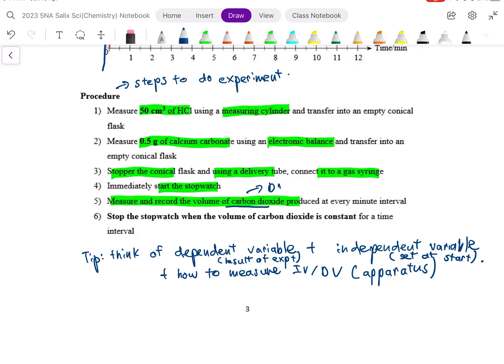Then you start the stopwatch and measure and record the volume of your carbon dioxide. This one is your dependent variable, at every minute interval, like the independent variable down here. Actually no, wait, both are considered dependent variables. Then you also have controlled variables, CV. Think of the controlled variable and how to measure.